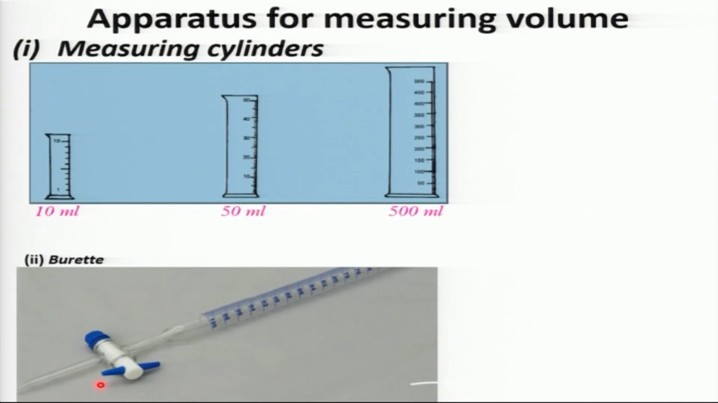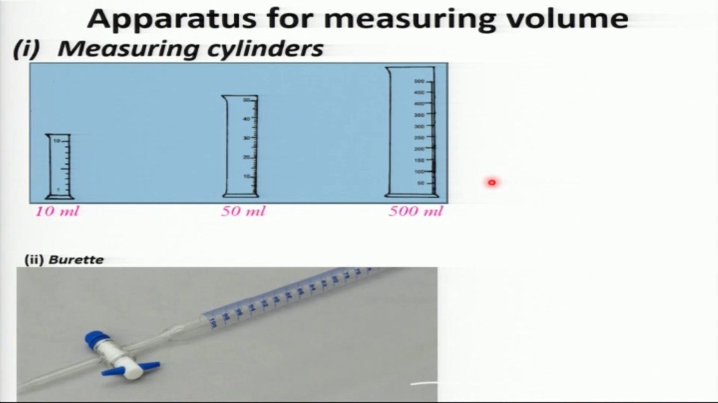There are apparatuses that are used for measuring volume. So measuring cylinders. The measuring cylinders, you find them in different categories, they contain different amounts. They have different capacities. So we have the one of 10 milliliters, 50 milliliters, 500 milliliters. All right? These ones we call them measuring cylinders. Use it for measuring the volume.